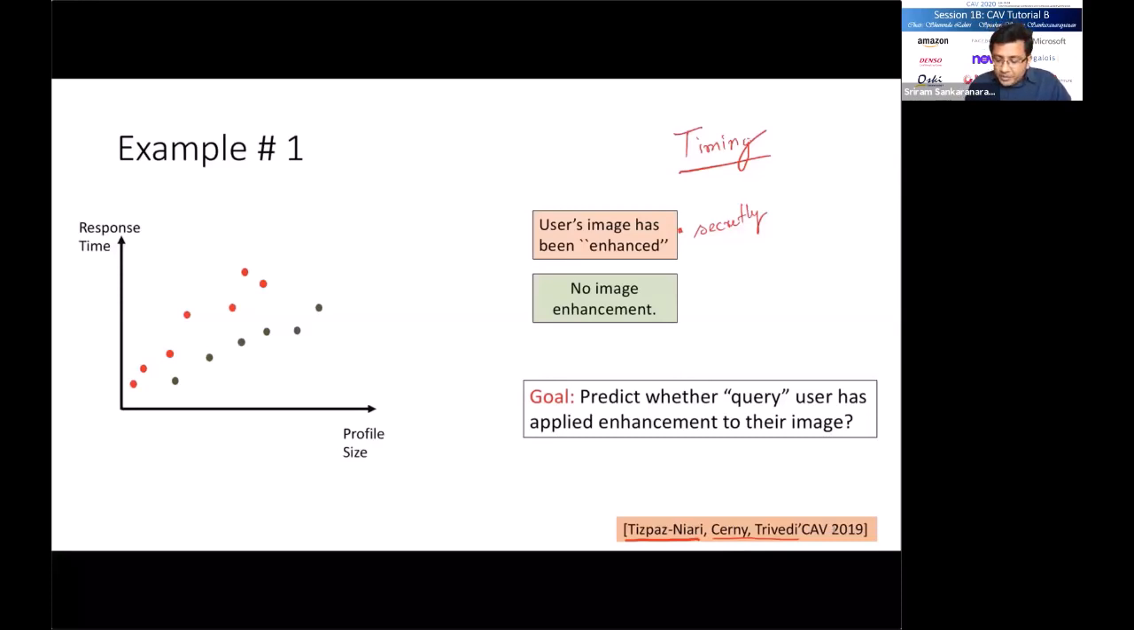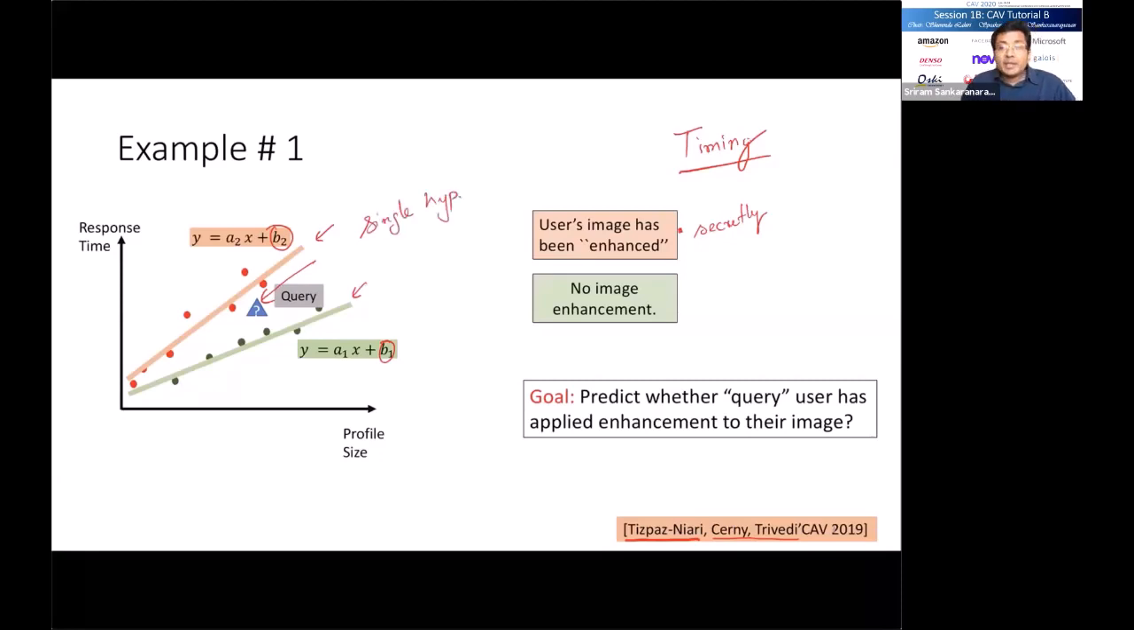But here, one of the things they did was they used clustering, and they tried to fit a model to explain away these two categories. And they said, okay, so let's try and fit a single straight line through the red points and a single straight line through the green points after figuring out which points are likely red and which points are likely green. And A1 and A2 are the slopes of these two straight lines, and B1 and B2 are the intercepts of these two straight lines. And the goal here is to predict, given a query point, whether the query point belongs to the red class, or this user has enhanced their image, or it belongs to the green class, whether the user has not enhanced their image. And so one of the things to note here is that this kind of a machine learning procedure ends up selecting a single hypothesis from the given set of all hypotheses.